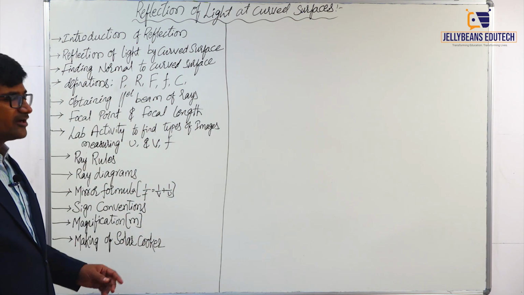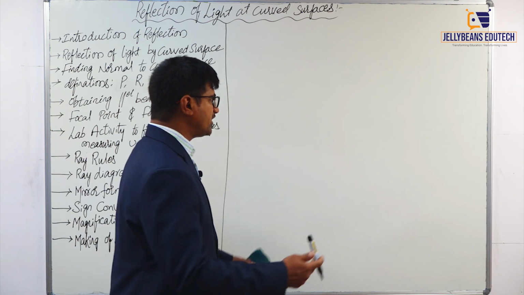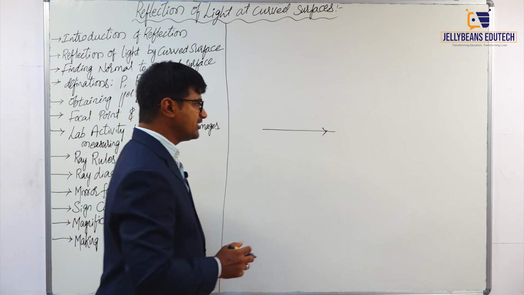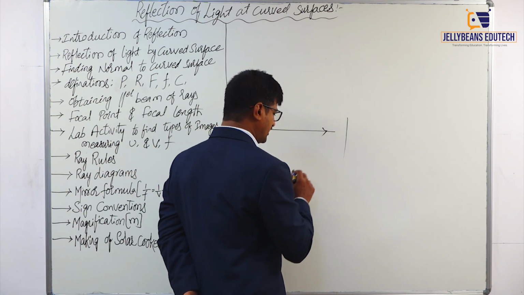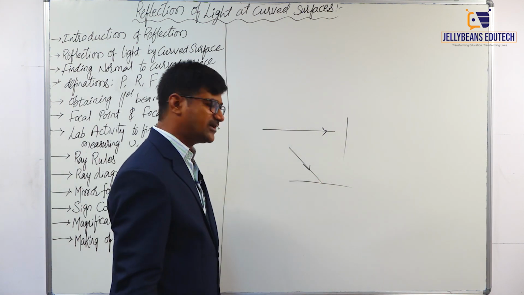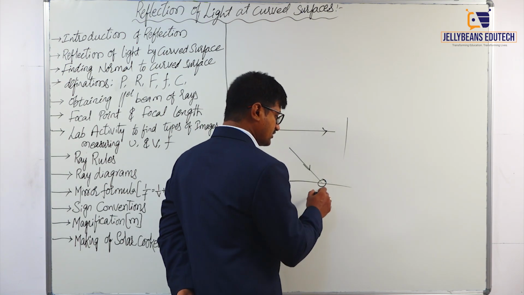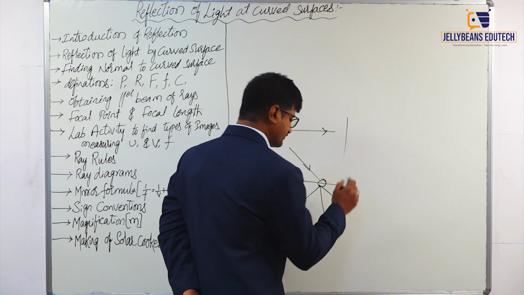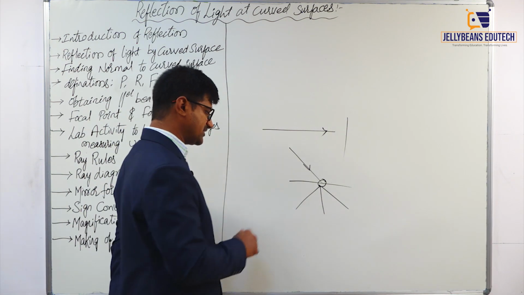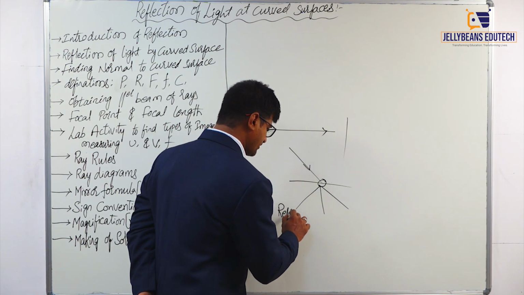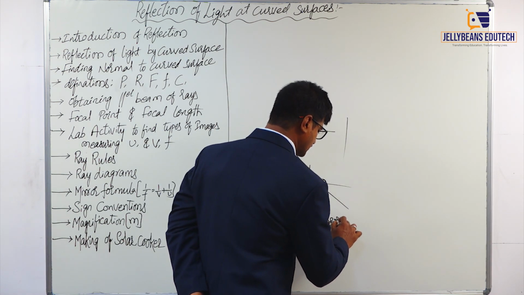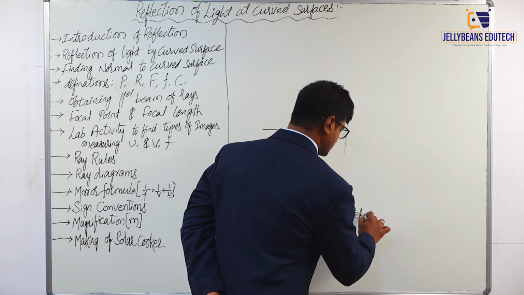Let us start with the introduction of the reflection of light. When the light is ejected from the source, it travels in a straight line. When it strikes a surface, the light ray is incident on the surface. When the light is incident on the surface, three things can happen. The first one is reflection, absorption, and refraction.